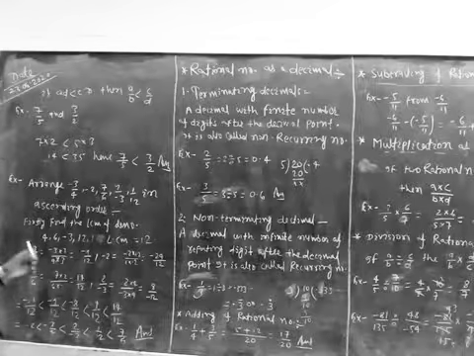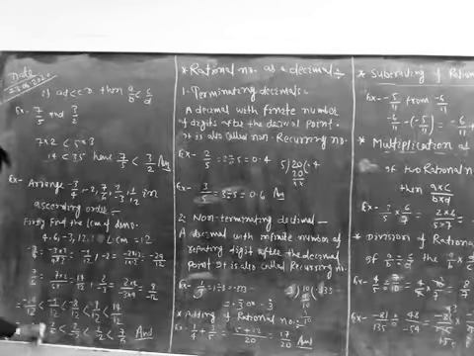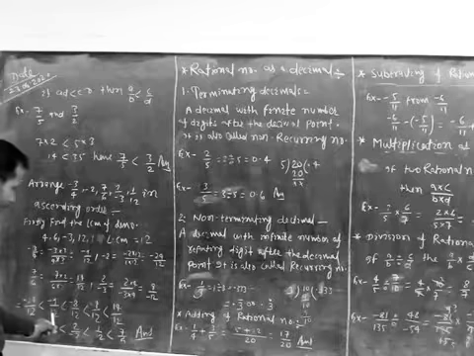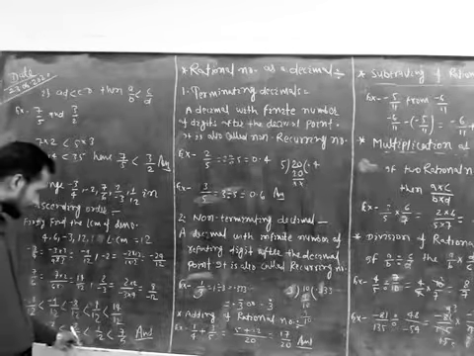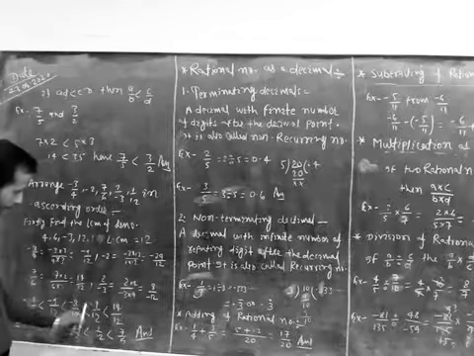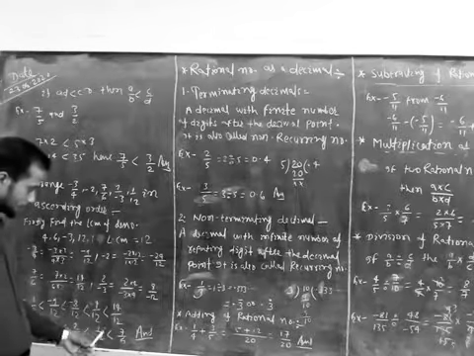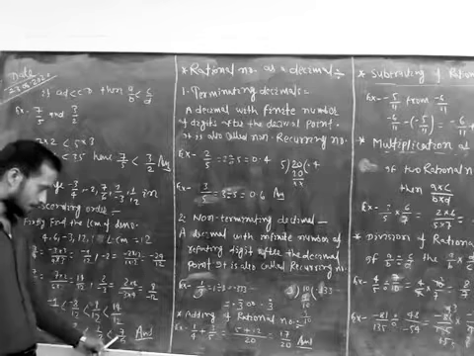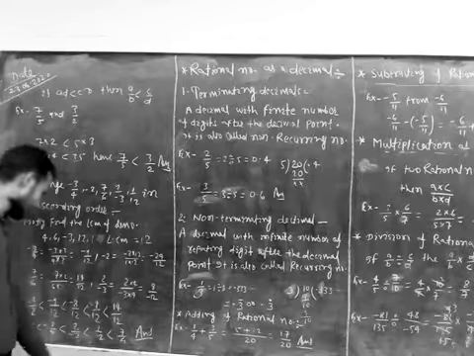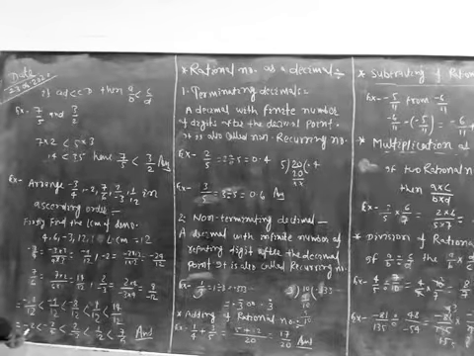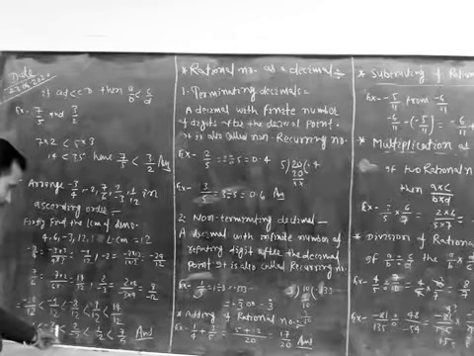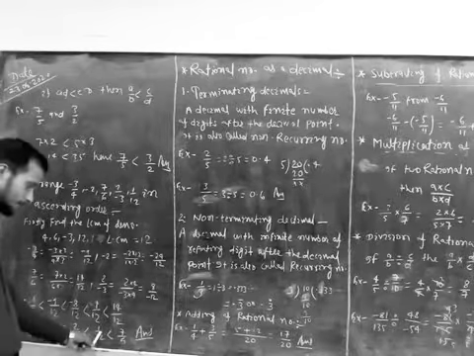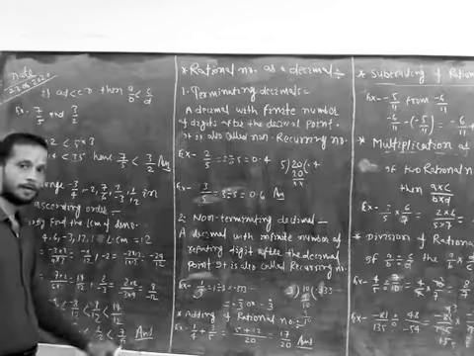-24/12 is the value of -2. -9/12 is the value of -3/4. -8/12 is equal to -2/3, and 6/12 is 1/2, and 14/12 is equal to 7/6. Hence, -2 is less than -3/4, which is less than -2/3, which is less than 1/2, which is less than 7/6.